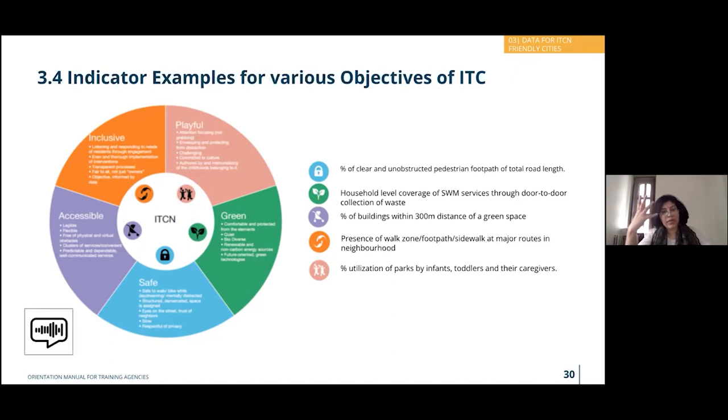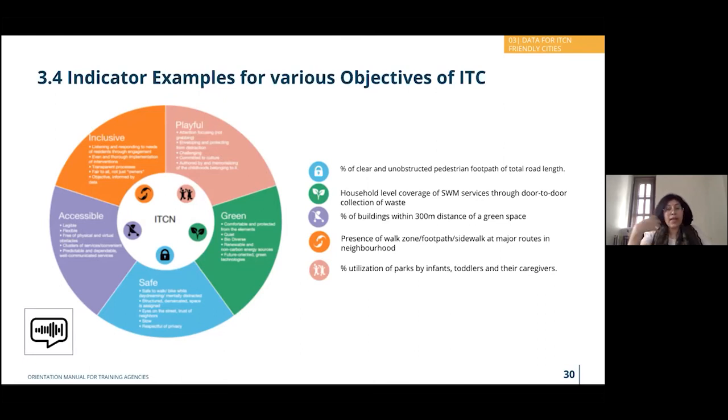So that's an indicator, for example, mentioned in the ITCN evaluation, one indicator which relates to the green aspect of a neighborhood, right? Then when we look at accessible, one indicator is percentage of buildings within 300 meters distance of a green space. कि ठीक है आपके neighborhood में एक पार्क तो है, पर क्या वो पार्क well located है या एक कोने में है? तो वो पार्क के 300 मीटर में कितने सारे घर या कितने सारे buildings accessible हैं. फिर है कि inclusive, so that relates to the streets, that how many streets have footpaths, walk zones.